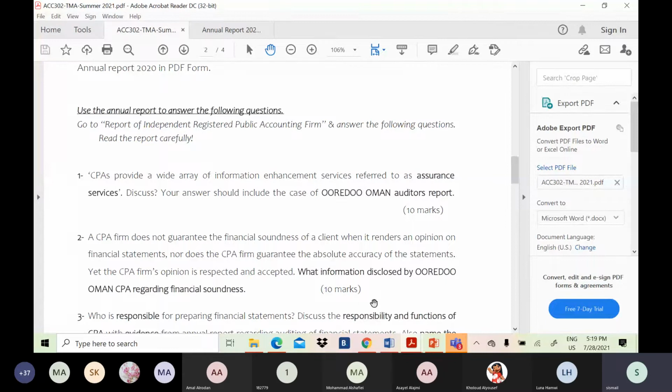فاكرين لما قلنا أن السي بي اي دوره إنه يوفر معلومات عن تحسين جودة الخدمات أو تحسين جودة المعلومات. So what he said: discuss this statement. So here, this is the first part, اللي هي ايه؟ You can explain the assurance service that can be provided by the auditor. This is the first section. What is the second section? Your answer should include the case of أريد عمان.